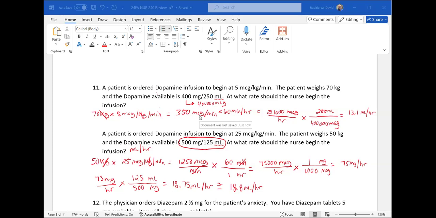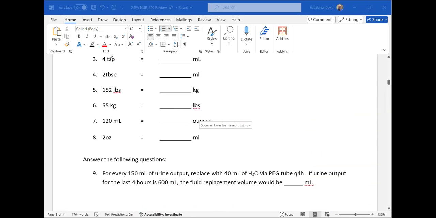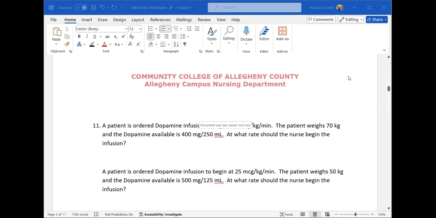All right, let's check on number four. Okay, yeah. So what answer was given to you? Yeah. So the answer should be 30. So yeah, I don't know why there's that discrepancy. But yeah, I think I corrected it on here.